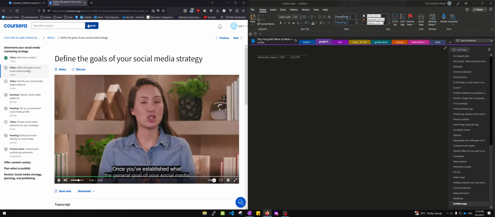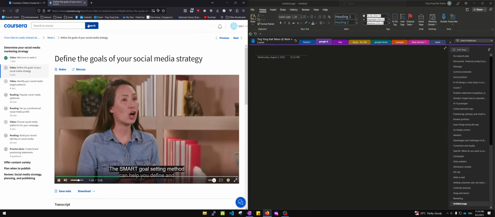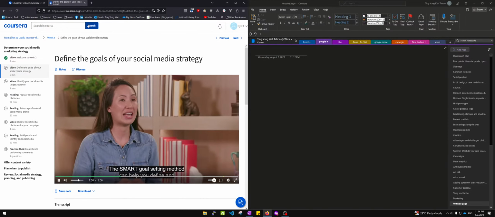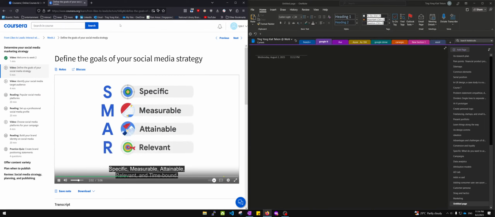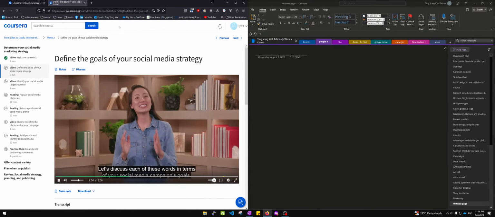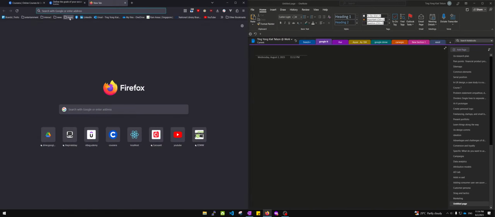Once you've established what the general goal of your social media marketing strategy will be, you need to make them SMART. The SMART goal setting method can help you define and measure the success of the goals of your campaign. As we discussed earlier, SMART is an acronym that stands for specific, measurable, attainable, relevant, and time-bound. Let's discuss each of these words in terms of your social media campaign's goals.